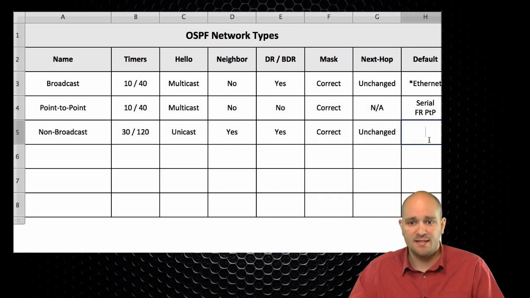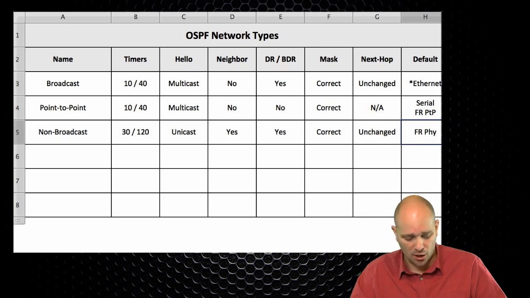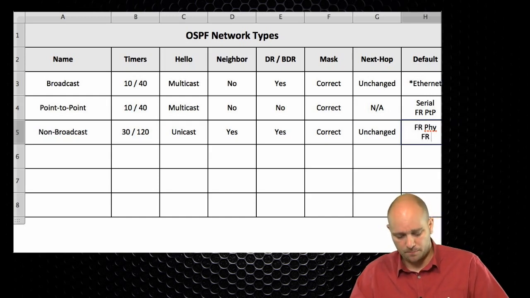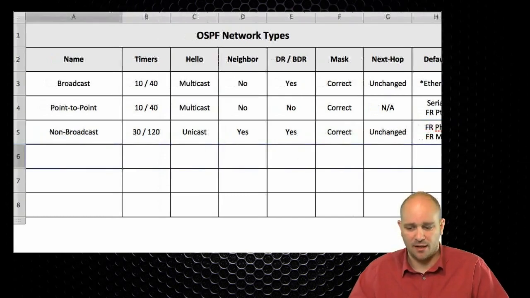Now, this is the default network type on frame relay physical interfaces. So if you are enabling OSPF on a physical interface, that means without sub interfaces, and it's also default on frame relay multi-point subinterfaces. Okay, the next network type that we are going to cover is going to be point-to-multipoint.